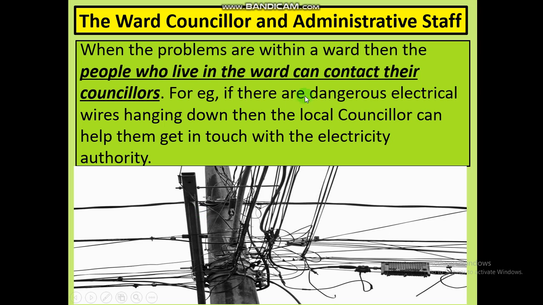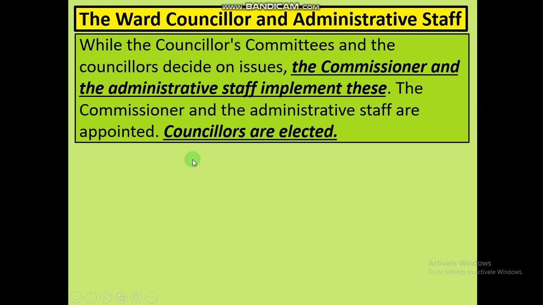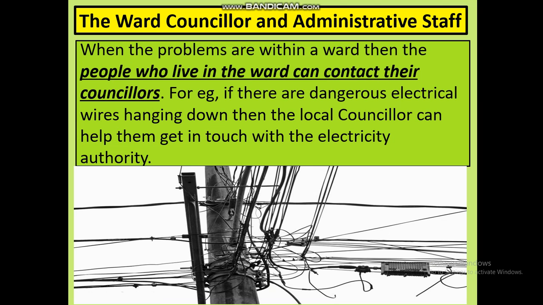For example, let us take that if in our colony, in our ward, some dangerous electric wires are hanging down, then we should go to the local councillor and local ward member. What he will do, he will get in touch with the electricity department or electricity authority, and the electricity authority person will come and repair these dangerous electric wires which are hanging and causing danger for the passers by.